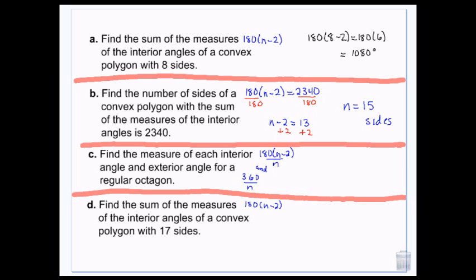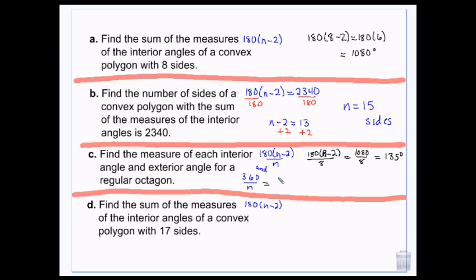Okay, here we're going to find both the interior and exterior angles for an octagon. So I do 180 times n minus 2, sorry, 8 minus 2, divided by 8. Well, I already know that an octagon is 8 sides, so that I know that this total here is 1080. Right, because I did that already. So it's 1080 divided by 8, which is 135. So each interior angle is 135.